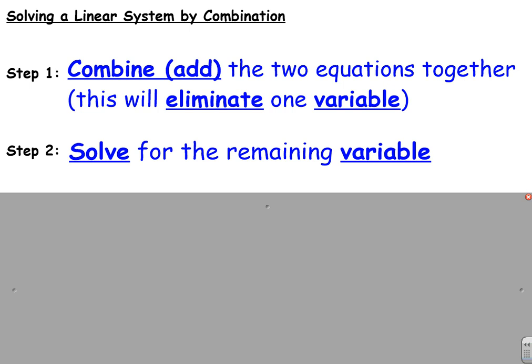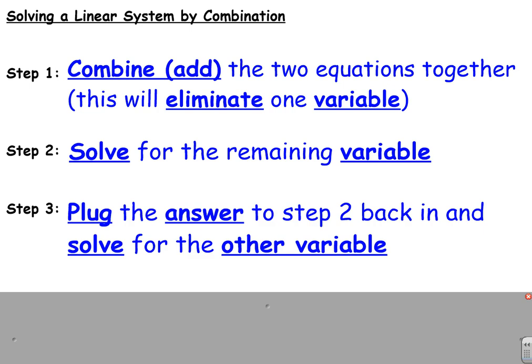So at that point in time, you know you eliminated correctly when you only have one variable left over. You're going to solve for it. Then you're going to plug that answer back into step 2 and solve for the other variable. At that point in time, you should have both your variables. Remember, your answer is an ordered pair, x and then y.